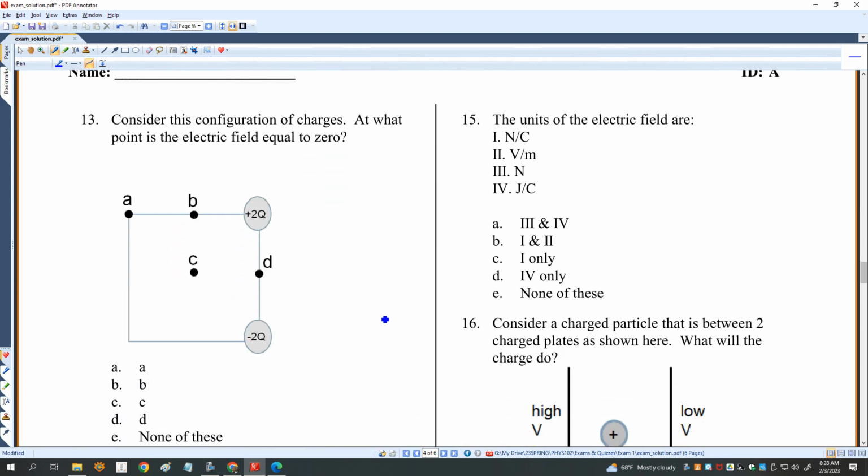All right, where's the electric field equal to 0? Well, let's just draw some vectors. So I know it can't be D because the electric field, let's see, I'll just go through and, yeah, the electric field due to there is in that direction, and the electric field due to that one is in that direction.